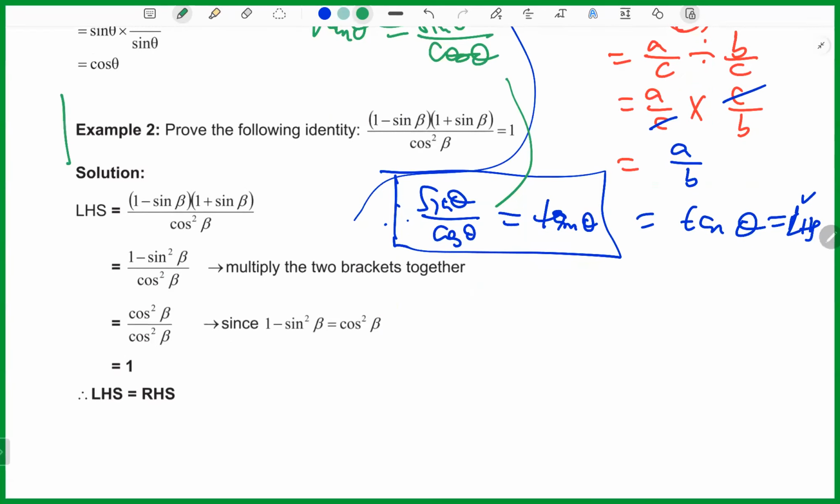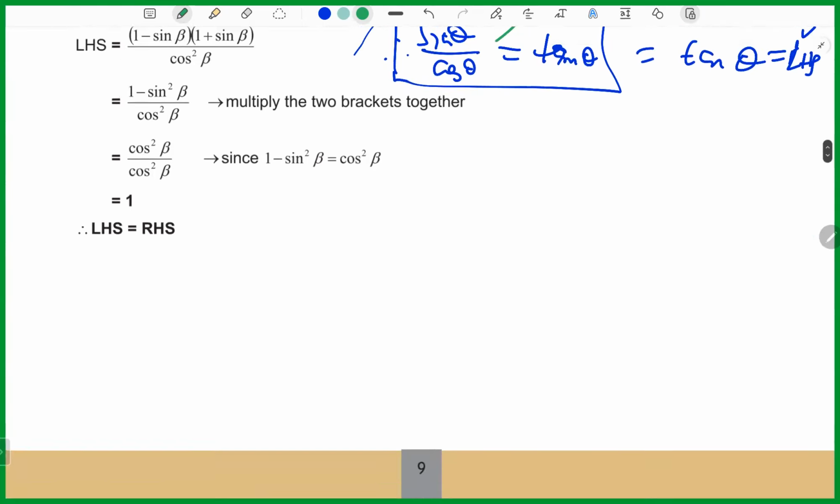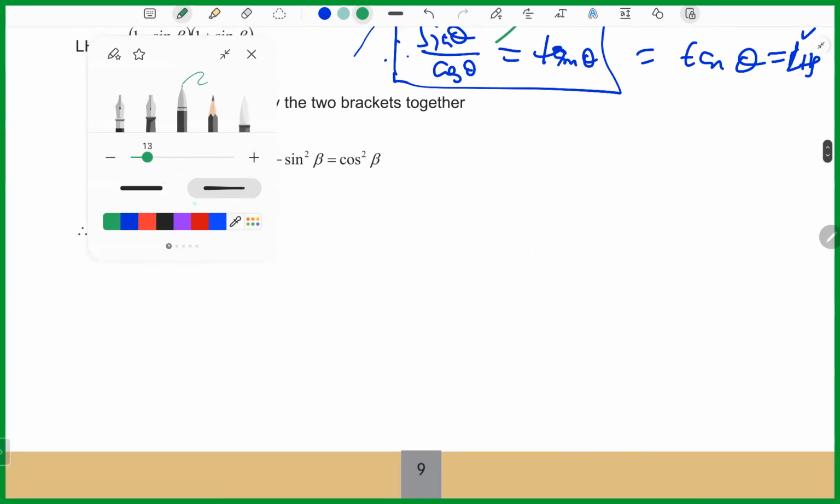Here's an example. How do you prove this? So here they're saying, prove the following identity, that this is 1. Right, so we can be able to prove that.